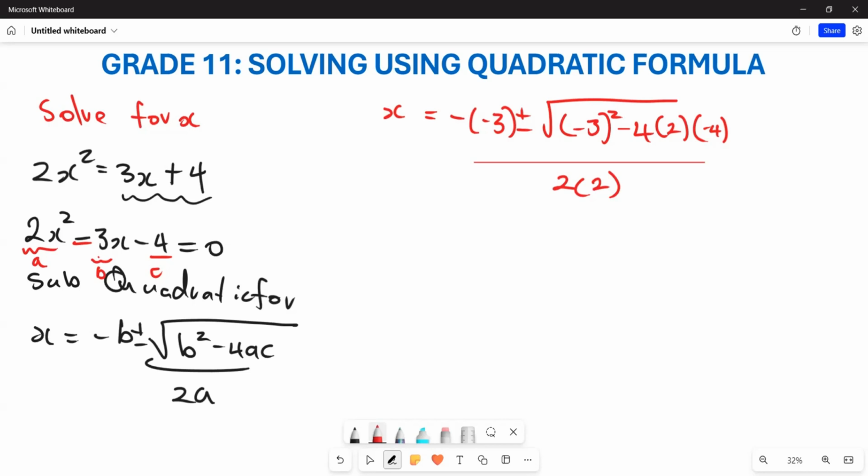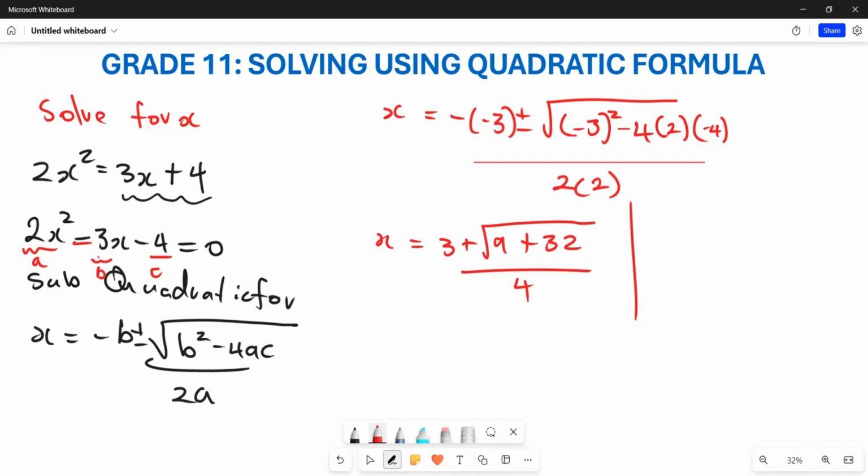Now, remember, this is going to be the same as x is equal to, now negative and negative gives you positive 3, so this is going to be 3 plus or minus. Now, let's take the plus first. Negative 3 squared is the same as 9. Then 9 subtract, when you say negative 4 multiplied by 2, that is going to be 8. Negative 8 multiplied by negative 4 is positive 32, so this is the same as plus 32 over 2 multiplied by 2, which is equal to 4.